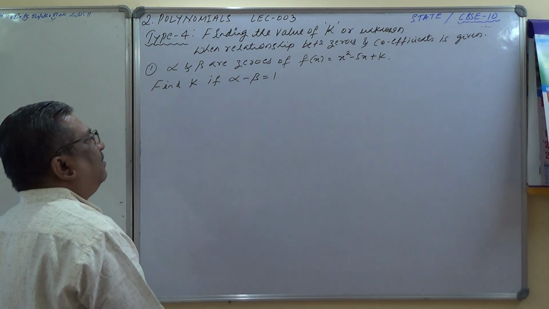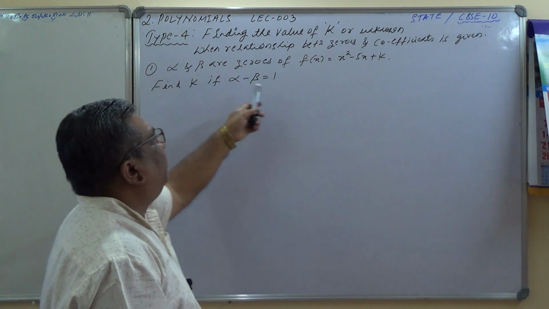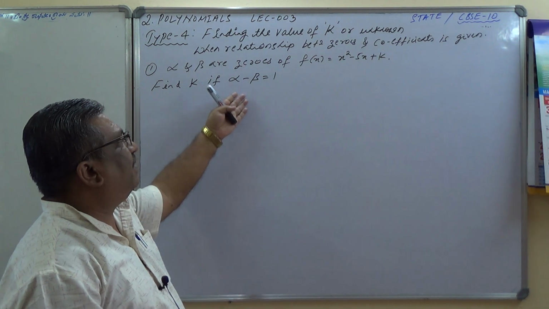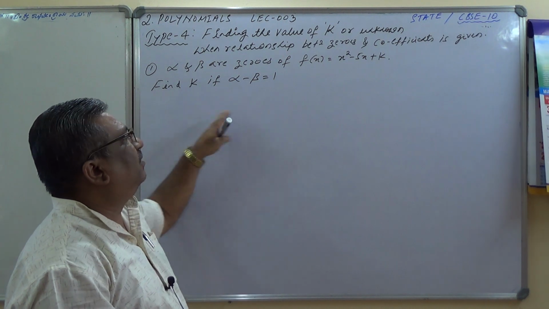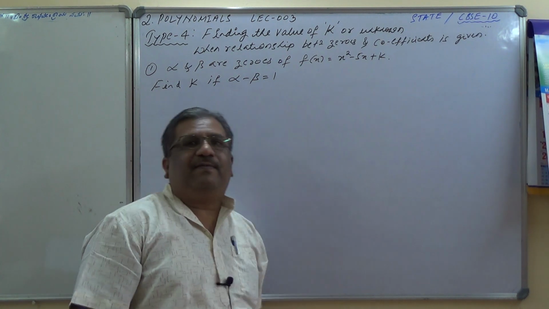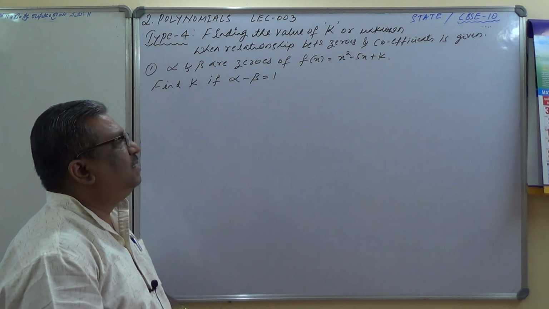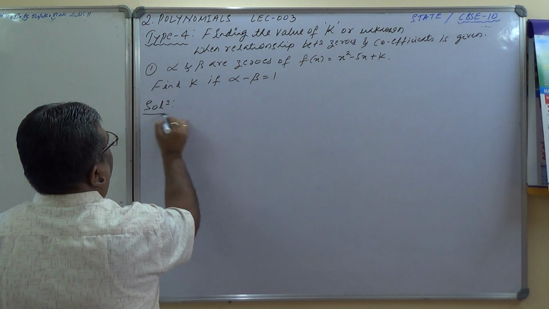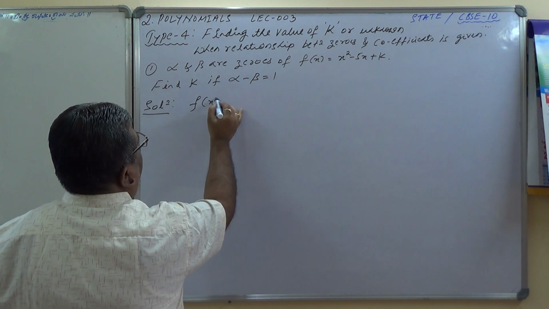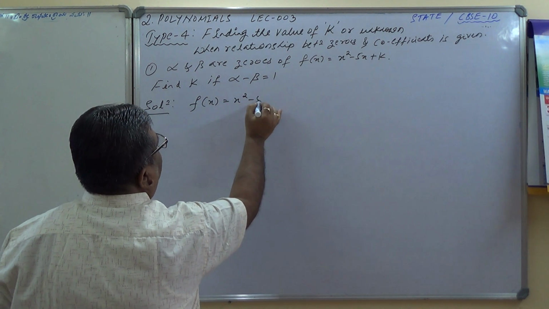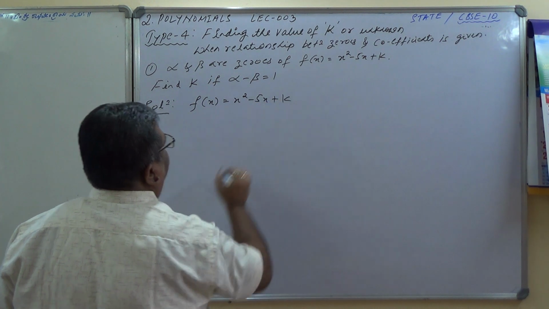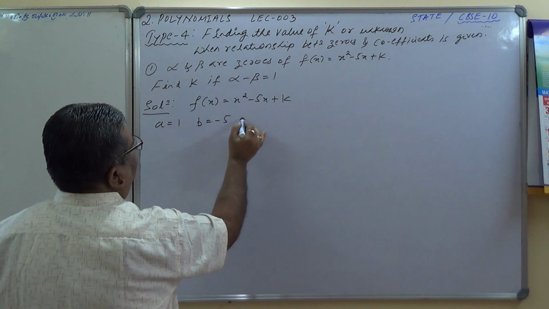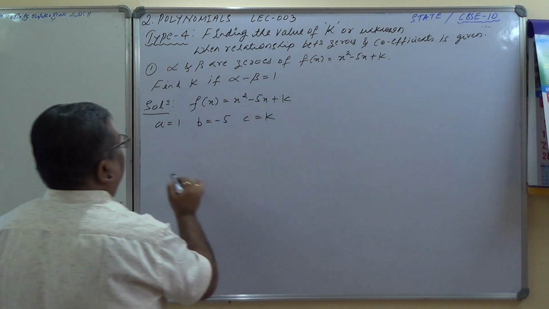So how do you find it here? Alpha minus beta is given to you as 1. What is the significance of this alpha minus beta? Where should I use it to find the value of k? Let's see. Solution. Given equation f of x equals x square minus 5x plus k. a equals 1, b equals minus 5, c equals k.